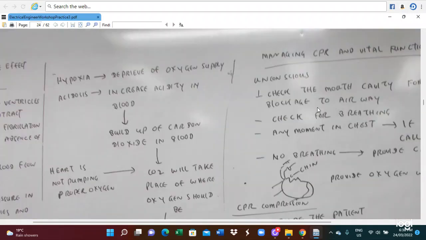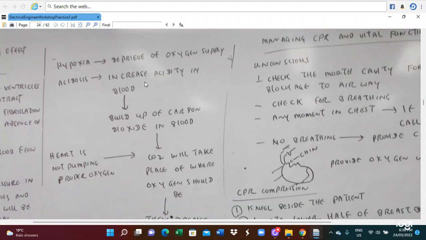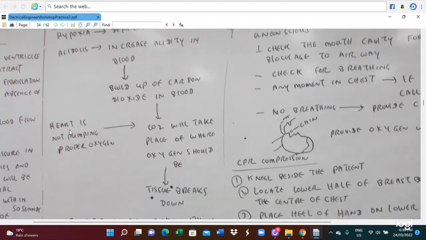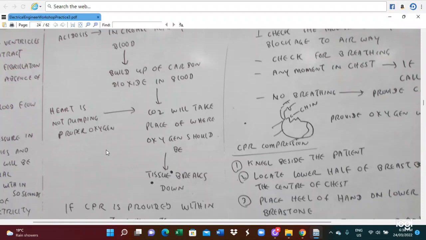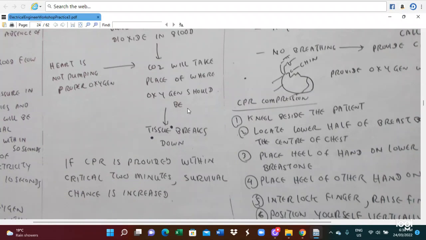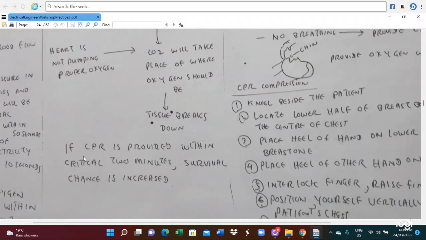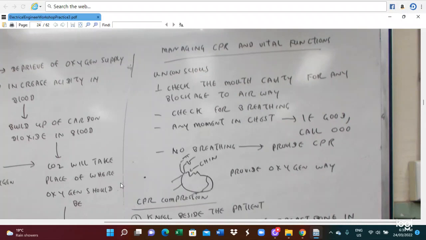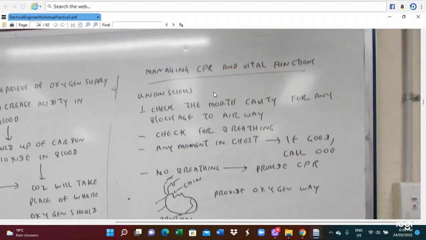Hypoxia means deprivation of the oxygen supply. After the heart has stopped, the oxygen supply stops. In this case, the blood becomes acidic due to the buildup of carbon dioxide in the blood. The heart is not pumping the proper oxygen, so carbon dioxide takes the place of the oxygen and the organ tissue can be damaged. CPR provides a way through this critical time, and it takes about 2 minutes for the survival of the person, so we have to manage the CPR and the vital functions.